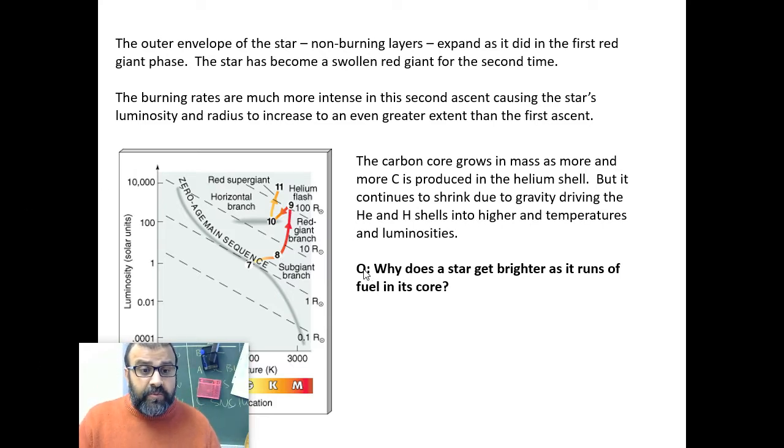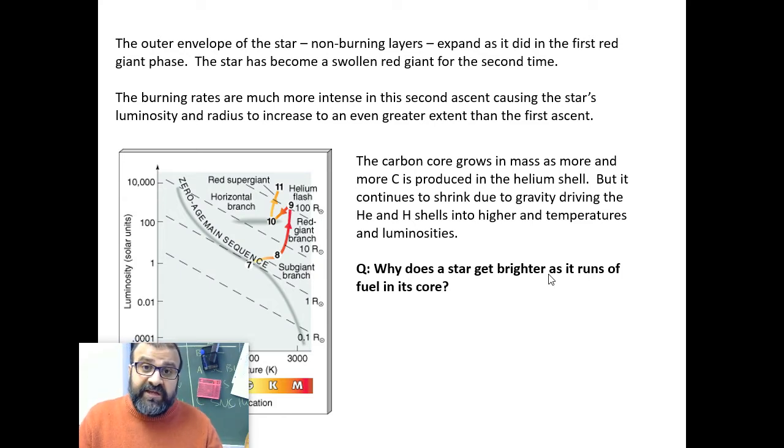So just to make sure we understand this topic, I've got a question for you. Why does a star get brighter as it runs out of fuel in its core? The fuel at the core right now has stopped burning. It's all carbon. Carbon can't burn in a star of this size, but the star gets brighter and brighter. Why is that? Because the carbon core is compressed due to gravity. It gets hotter and hotter, causing fusion in the shells around the core to increase, right?